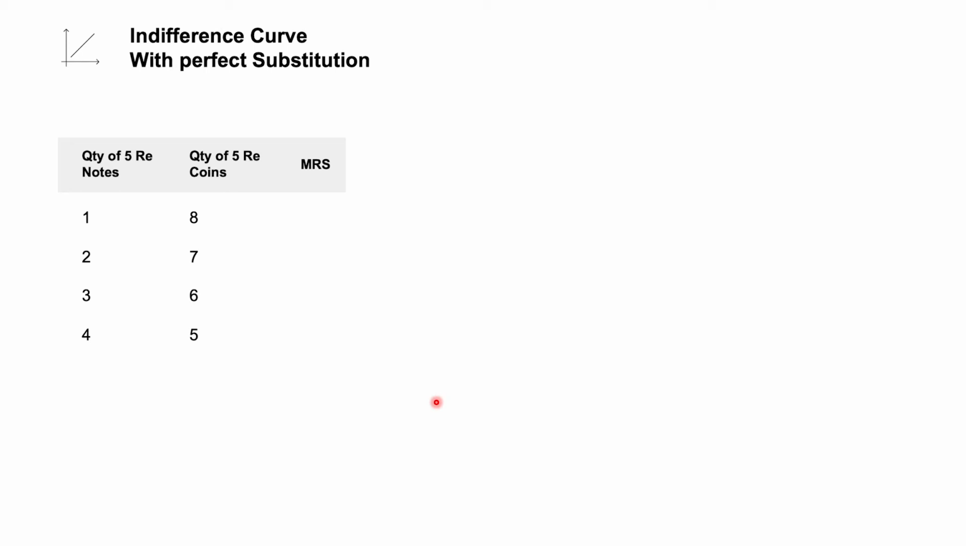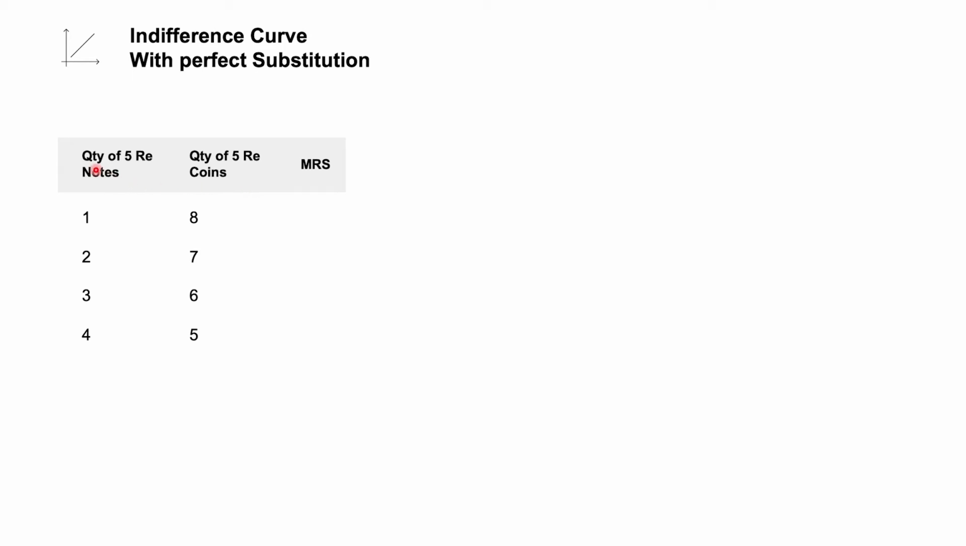Okay, so what do we mean by a perfect substitution? In the previous case, the satisfaction that the banana gives and the mango gives cannot be equal, right? They have different levels of satisfaction. But take two products that could be perfect substitutes for one another.